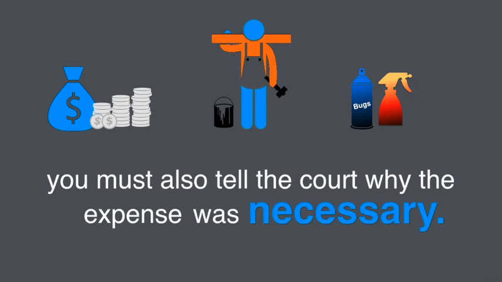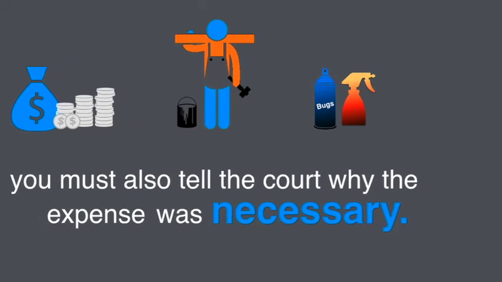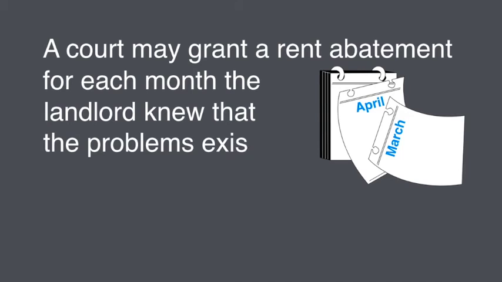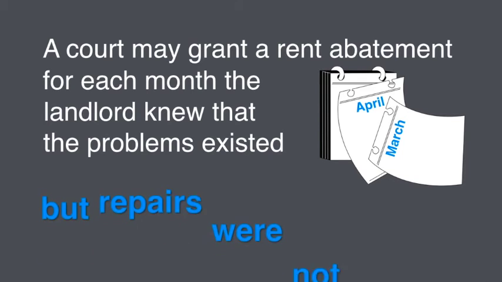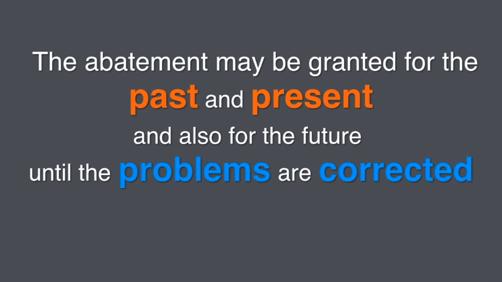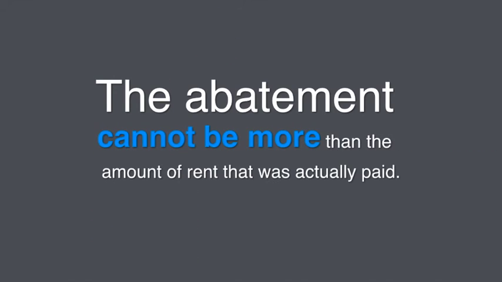A court may grant a rent abatement for each month when the landlord knew that the problems existed but repairs were not made. The abatement may be granted for the past and present, and also for the future until the problems are corrected. The abatement cannot be more than the amount of rent that was actually paid.